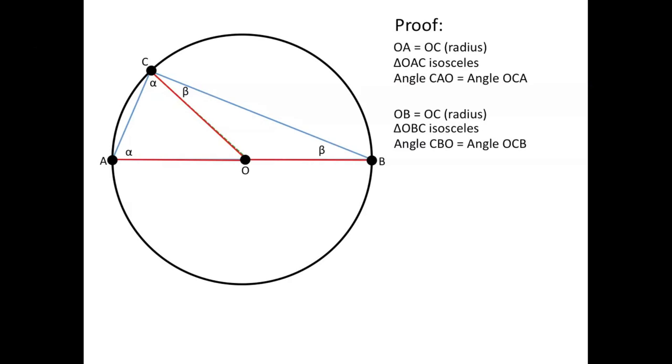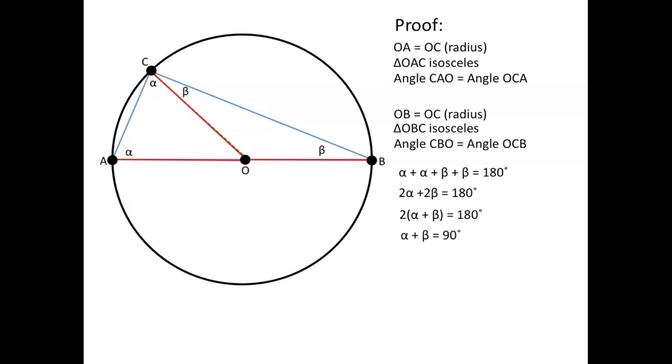Now, we know that the sum of all the interior angles of a triangle add up to 180 degrees. So if we add up all the angles in the triangle ABC, then we'll end up with alpha plus alpha plus beta plus beta gives you 180 degrees. So if we simplify that, we will have 2 alpha plus 2 beta is equal to 180 degrees. Simplify that further by factoring out the 2, and that'll give you 2 times (alpha plus beta) equals 180 degrees. And if you divide both sides by 2, you'll end up with alpha plus beta is 90 degrees.